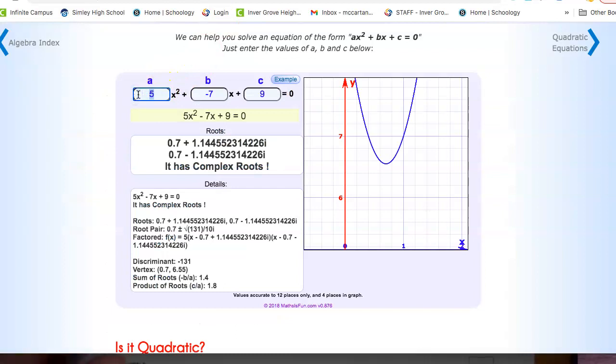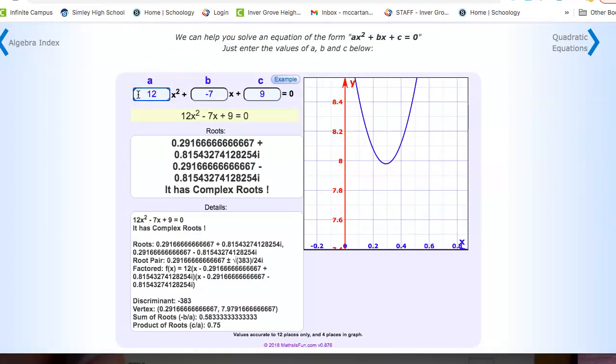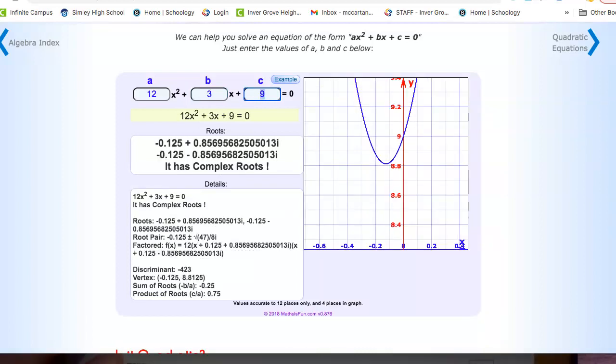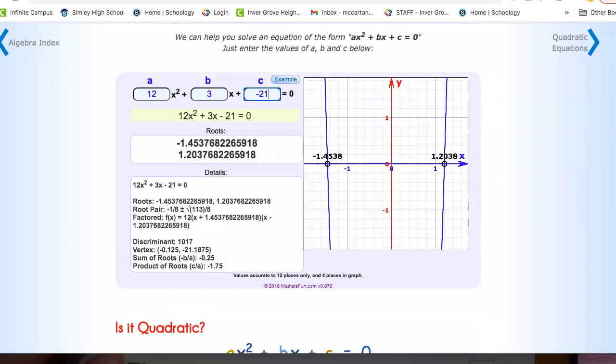All right, our A was 12. Again, I'm using my tab button. You can use your mouse and just click over there if you want, it's just kind of easy to use the tab. B was 3, and C was negative 21. All right? Y'all, the answer is right there, the root pair. Hopefully you see what I'm doing here. That's the answer.